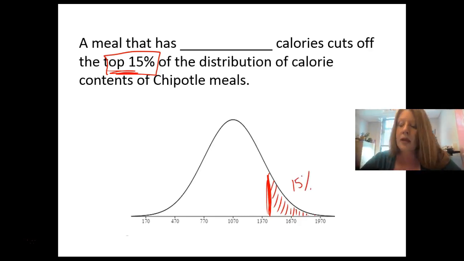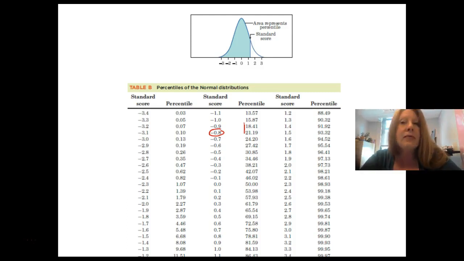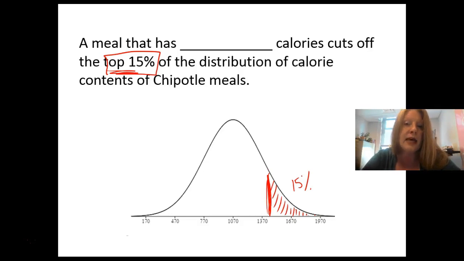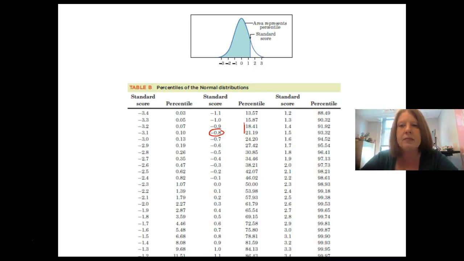What would that be? Well, this one's a little bit more challenging because you're looking for the top 15%. And remember, if we go to the table, the way the table is set up, it always gives you what's on the bottom. So it always gives you what is less than a particular value. So whatever cuts off the top 15% would cut off the bottom 85%. So we have to go into the table and find whatever percentile is as close as possible to 85%.